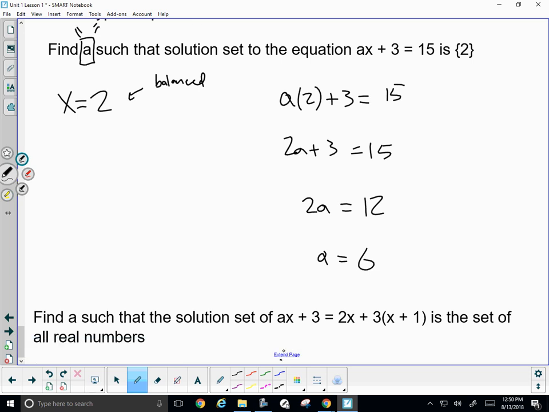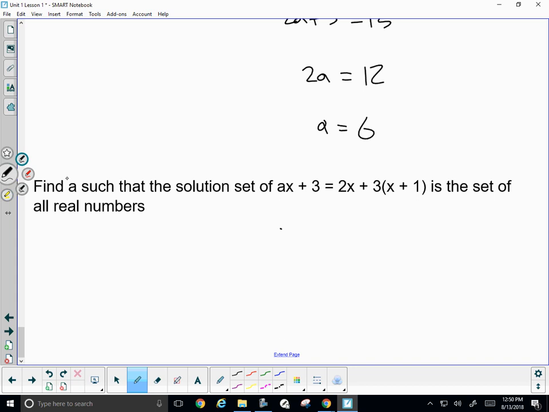Here, find a such that the solution set for ax plus 3 equals 2x plus 3 times x plus 1 is the set of all real numbers. So that means x can be anything. Multiple ways to do this. You can just simplify from the get-go, or since x can be anything, plug in anything for x, like 1. If I plugged in 1, this becomes 3 times 2, which is 6. I have a plus 3 is equal to 8. a has to equal 5. That's one way to do it.